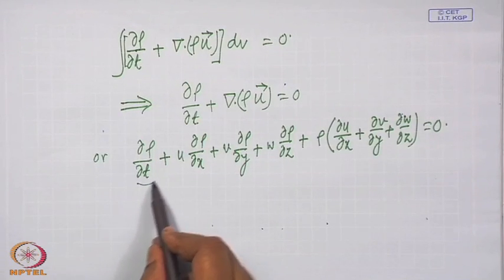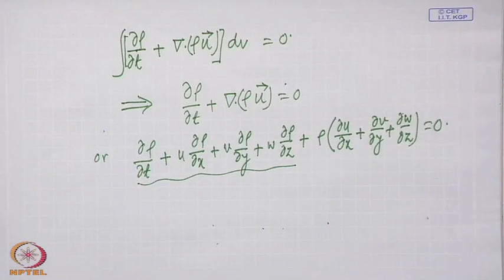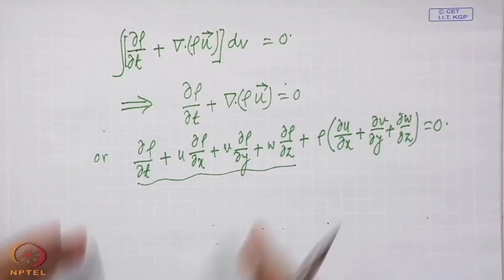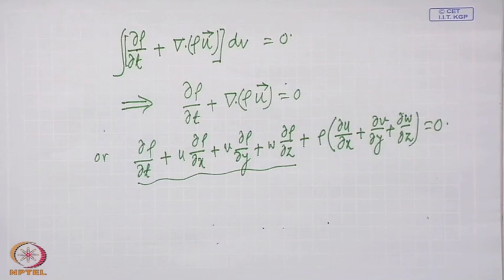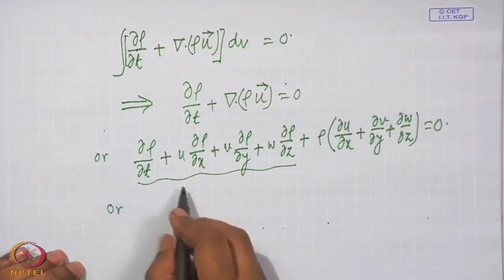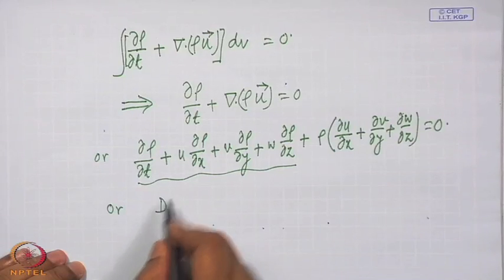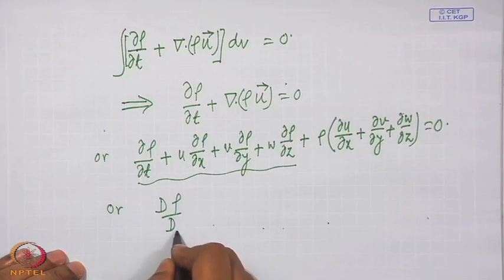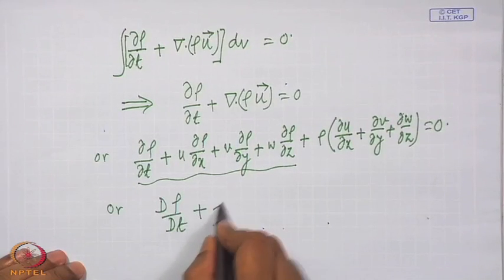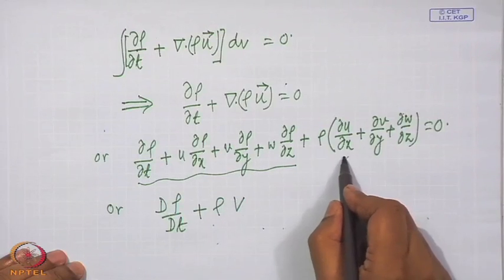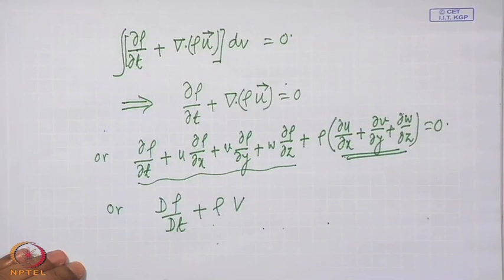Now, look to the first 4 terms of this and look to that substantial derivative. This is what is the substantial derivative of density. Okay. So, this means, and this is what is divergence of velocity.